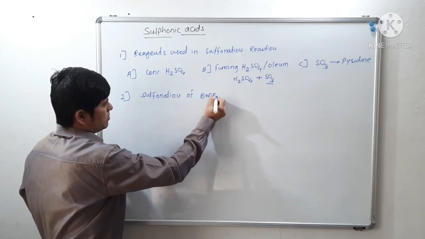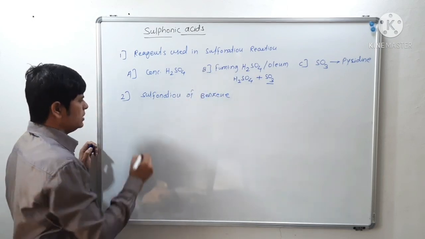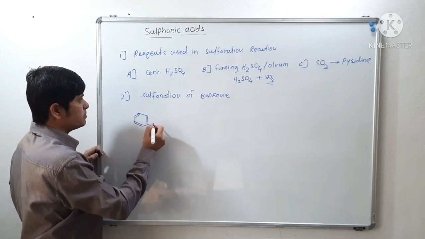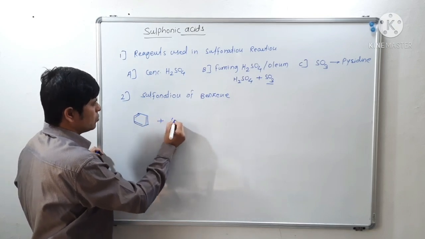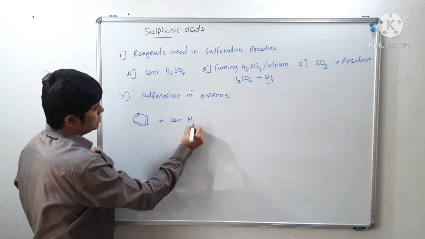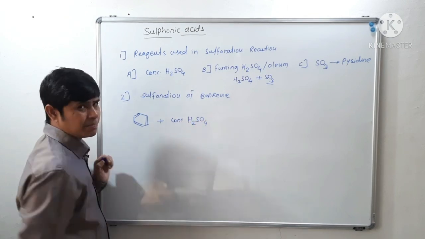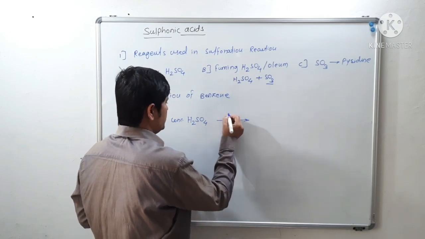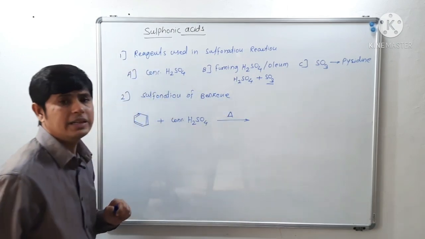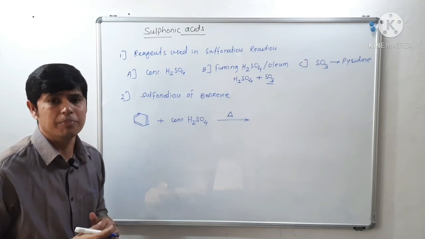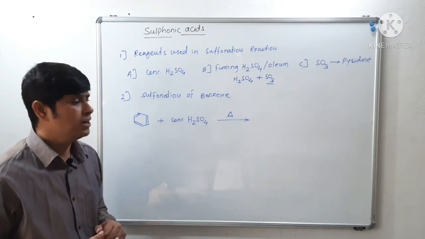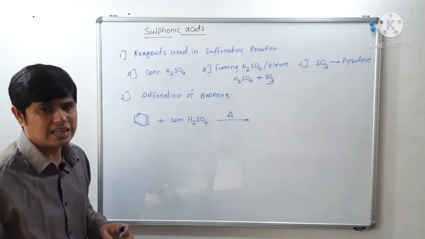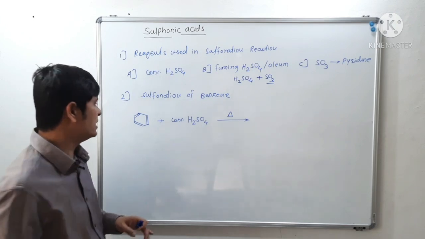Sulfonation of benzene. When we react benzene with concentrated sulfuric acid, here we will require some temperature. The reaction will not proceed at room temperature. We will require some higher temperature to carry out this reaction, like 60 degrees Celsius or 80 degrees Celsius.